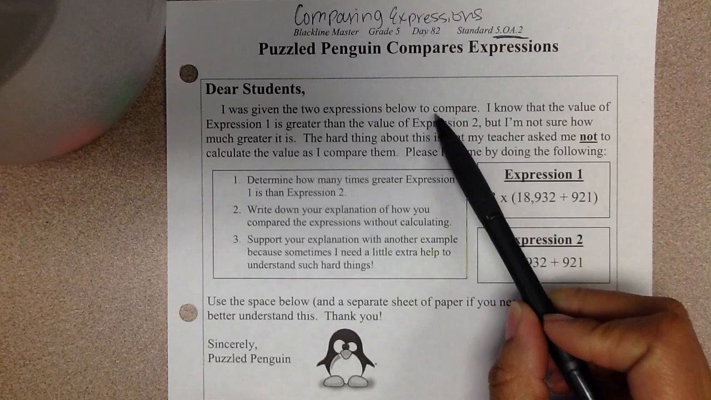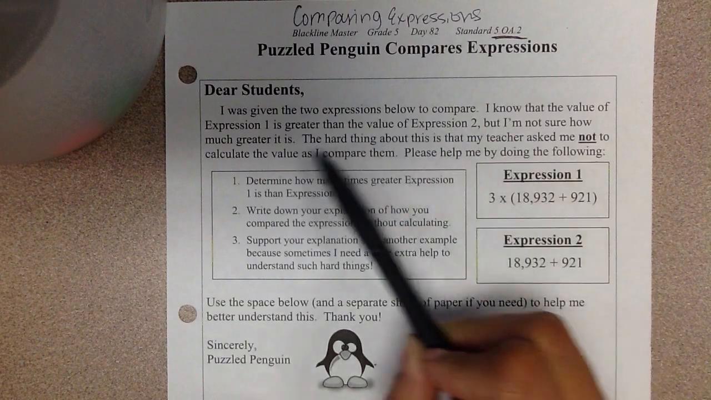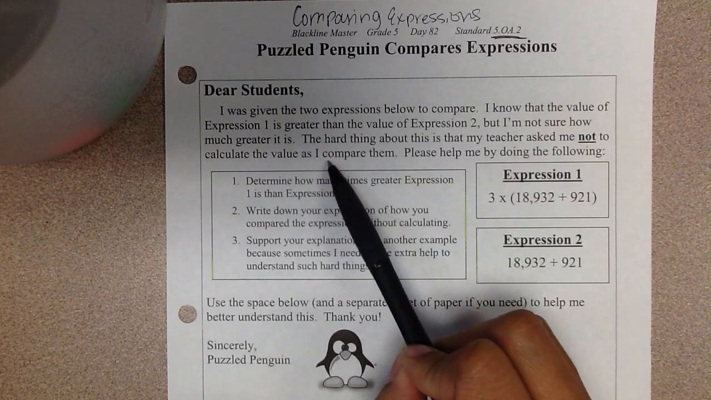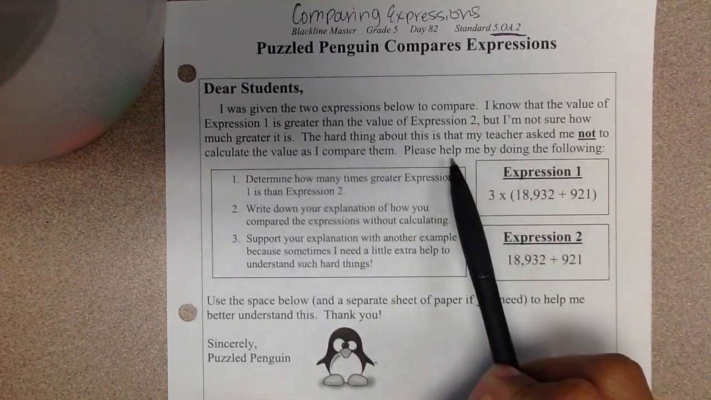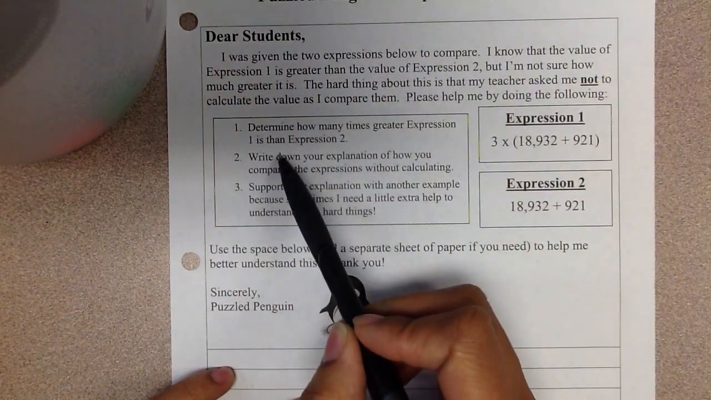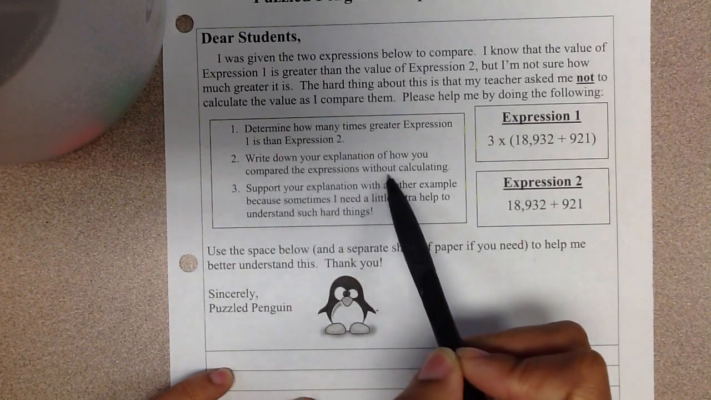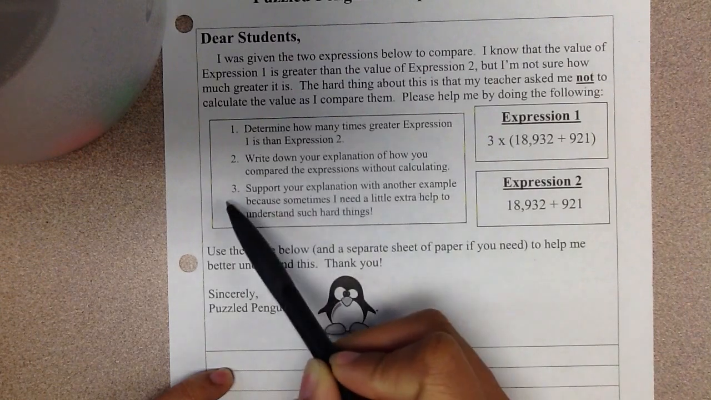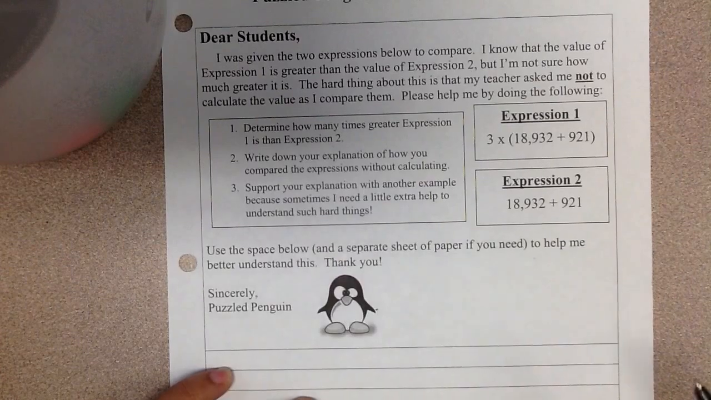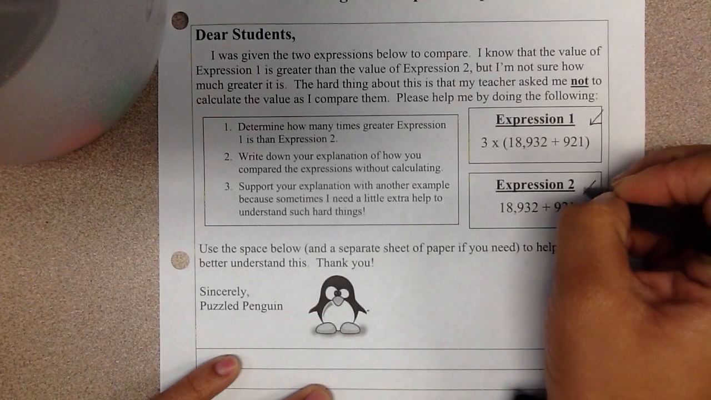He says, I was given the two expressions below to compare. I know the value of expression 1 is greater than the value of expression 2, but I'm not sure how much greater it is. The hard thing about this is that my teacher asked me not to calculate the value as I compare them, or not to solve, basically. Please help me by doing the following. Number 1, determine how many times greater expression 1 is than expression 2. Number 2, write down your explanation of how you compared the expressions without calculating, so without solving it. And number 3, support your explanation with another example because sometimes I need a little extra help to understand such hard things. All right, so we have expression 1 right here, and we have expression 2 right here.